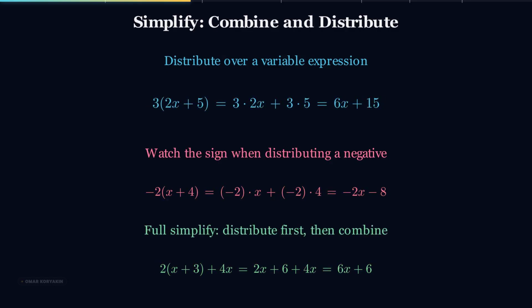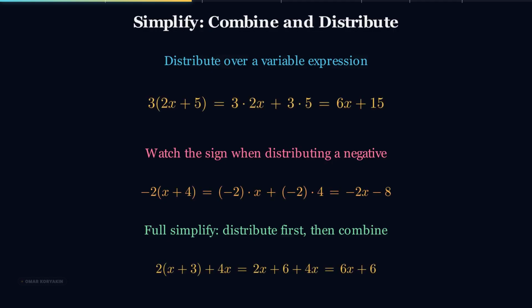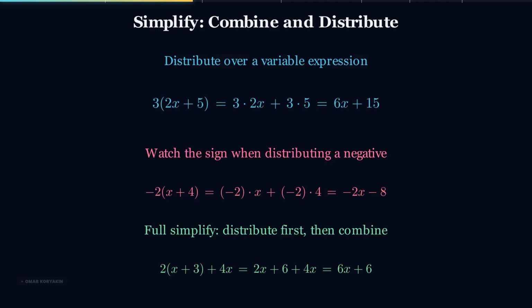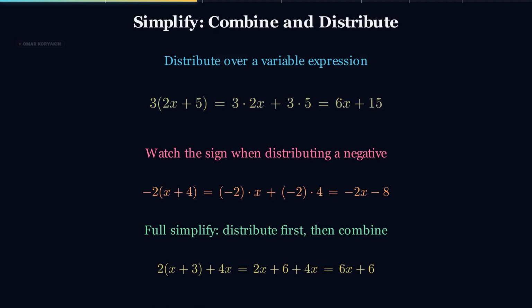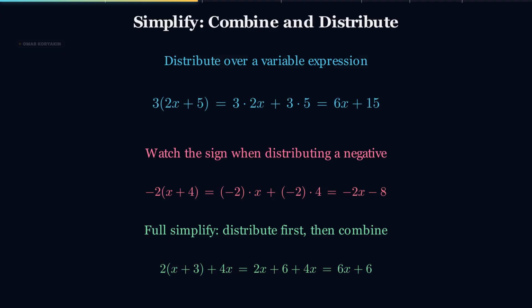Now the full simplification workflow. 2 times the quantity x plus 3 plus 4x, distribute first: 2x plus 6 plus 4x. Then combine like terms. The x terms, 2x and 4x, give us 6x, and the constant 6 stays. The simplified result is 6x plus 6. Distribute first, combine like terms second. That two-step pattern handles nearly every Section 2 simplification problem you will meet.